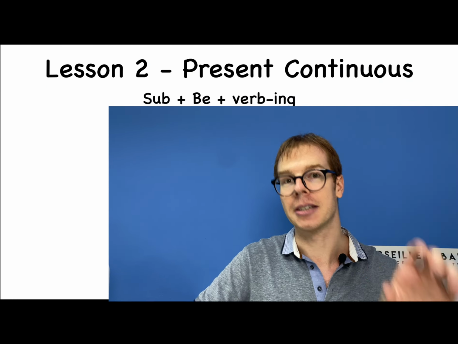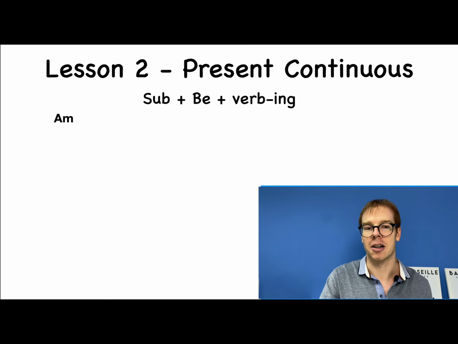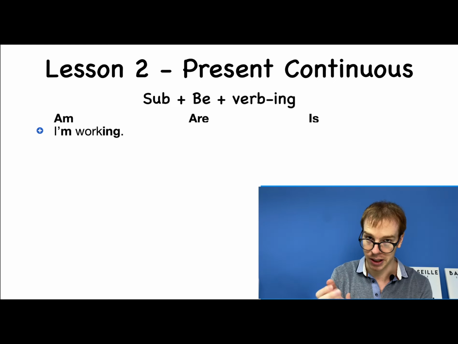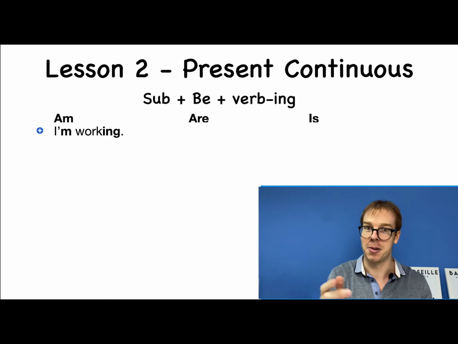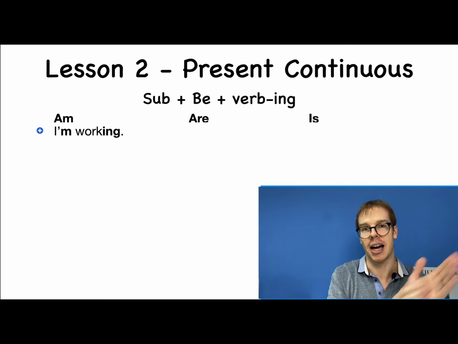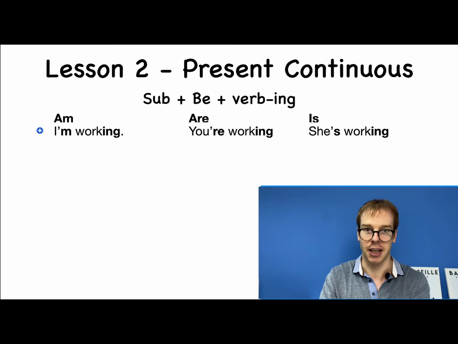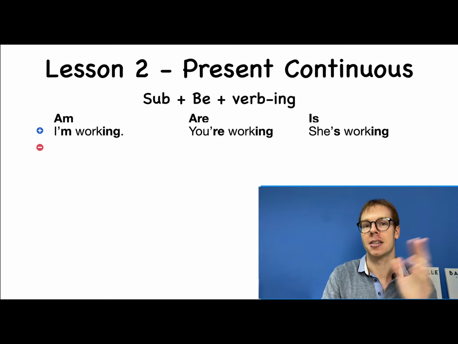We have subject, be, and verb ing. So let's take a look. Subject, be, verb ing. First example, I'm working. Subject, I, the be verb, and then work, ing. I'm working, right? You're working. She's working. We're always using that be verb, am, is, are, plus ing.